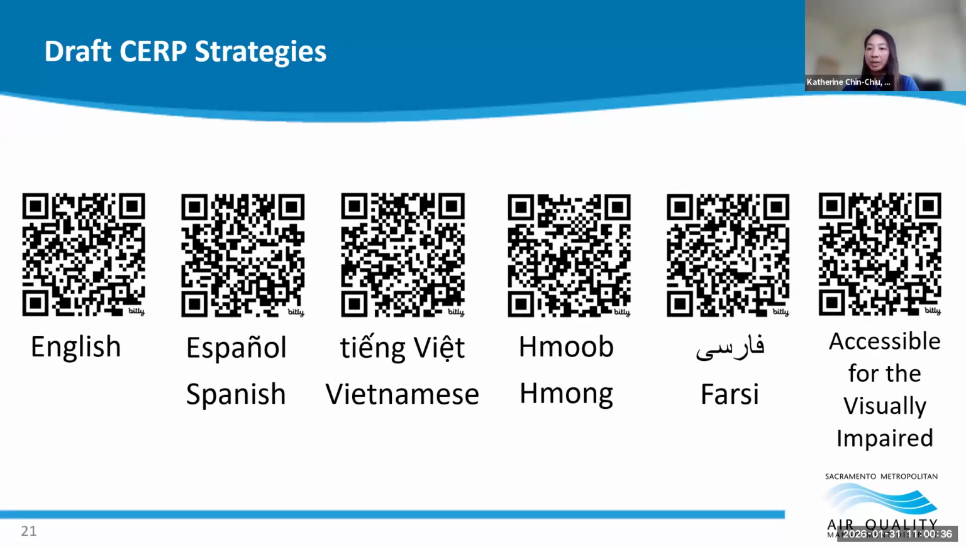Moving to slide 21. To make it easier to get to the different versions of the strategies available, you can follow these QR codes of just the strategies from the plan in each of the following languages: English, Spanish, Vietnamese, Hmong, Farsi, as well as a screen reader version for those who are visually impaired. We have posted the draft Farsi strategies, which is still undergoing review with the interpreters, but we wanted to have a version available. The updated version will be posted next week.